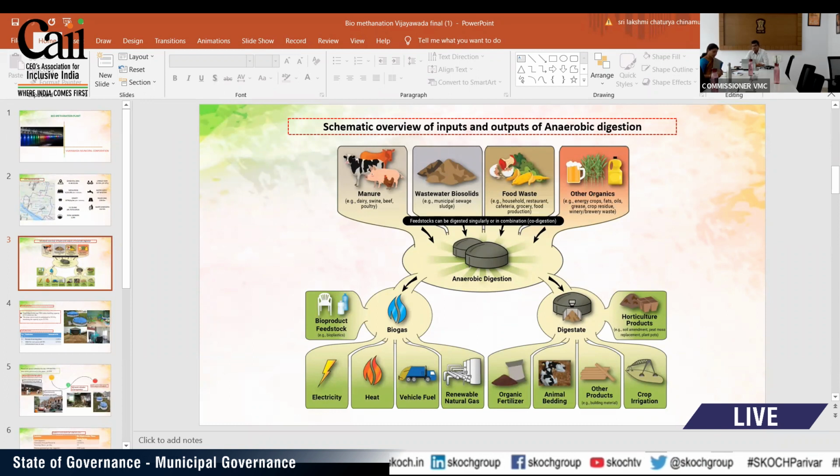The second output, which is basically a byproduct of the biomethanization process, is the digestate. It is nothing but the manure. So it can be used as organic fertilizer. It can be used for animal bedding. It can be used for preparation of other products like furniture, or it can be used also as a horticulture product.